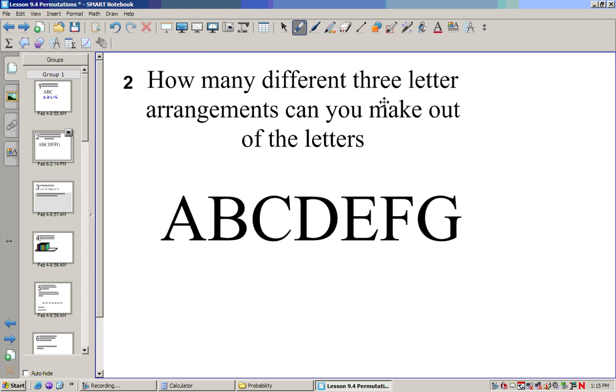Now, how many ways can I make a three-letter combination out of these? There's 7 letters. So now if I have 3 blanks, there's 7 ways I can pick a letter for the first one, 6 ways for the second one, and 5 for the third one. So if I multiply those together, I'll get 30 times 7, which is 210.